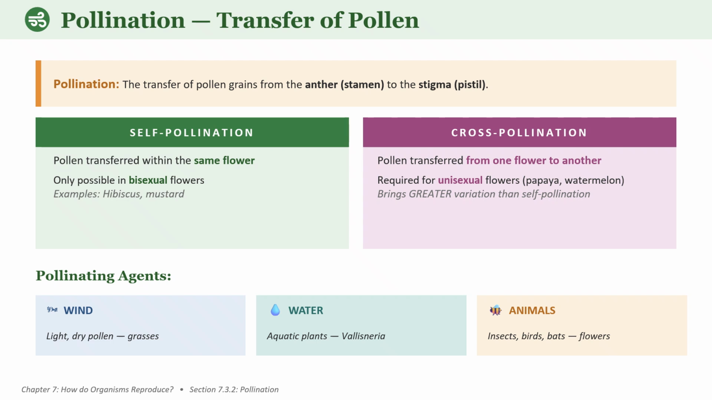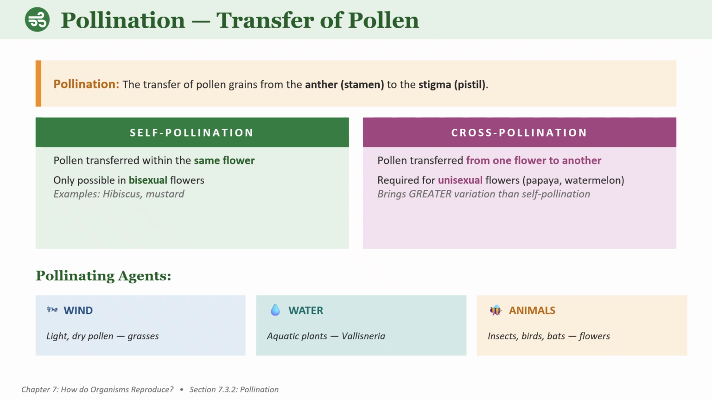And what are the agents of pollination? We have studied these in our lower classes. We know so many agents, right? Wind is the first agent. It carries the light pollen grains. When the wind blows, the pollen grains float in the air and go to different places, and wherever they land, they give rise to a new plant. Examples are grasses and maize.